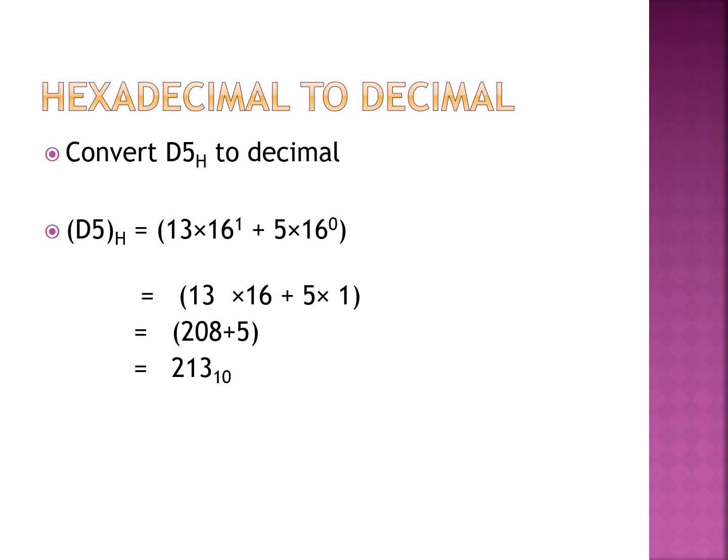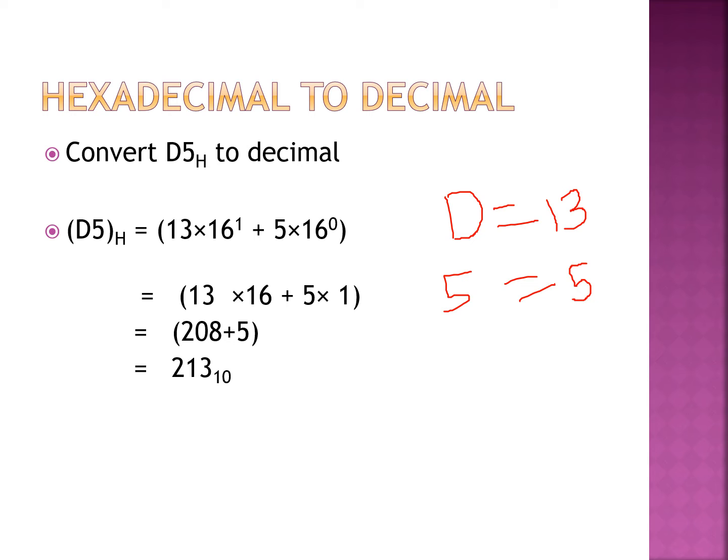Now moving ahead, in this slide I am going to explain one problem related to hexadecimal to decimal conversion. The number given is D5 with base H, which means it is in hexadecimal. I want to convert this number into decimal. You already know that D is 13, and 5 is written as 5. So we have the equivalent conversion: in hexadecimal, D is 13 in decimal, and 5 is also 5 in decimal.